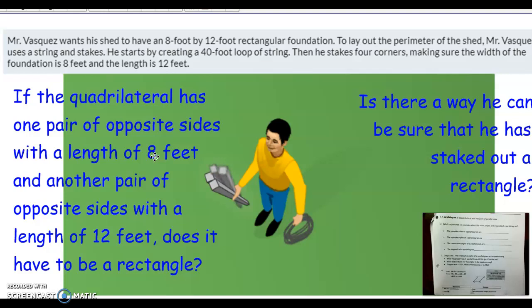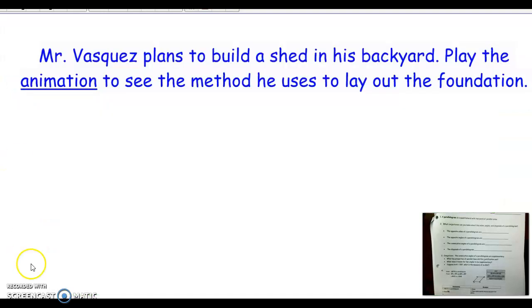So if the quadrilateral has one pair of opposite sides with a length of 8 feet and the other pair of opposite sides have a length of 12 feet, does that necessarily have to be a rectangle? Is there a way that he can be sure that he has staked out a rectangle?